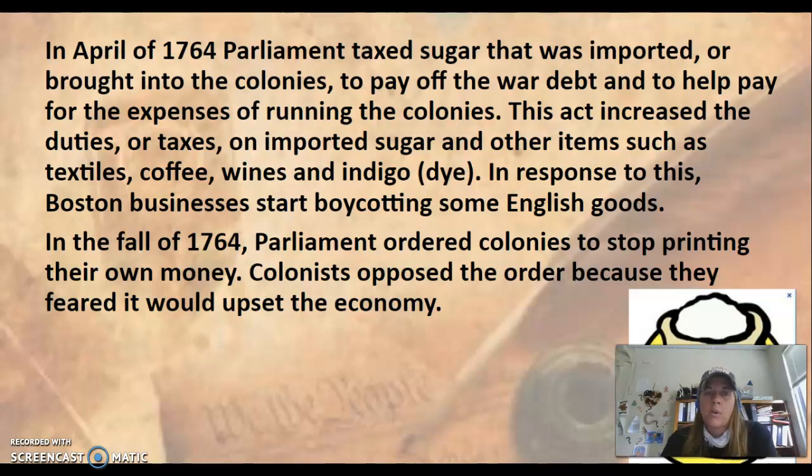In response to this, Boston businesses start boycotting some of English goods. Remember, boycott means they decide they will not purchase them. In the fall of 1764, Parliament ordered colonies to stop printing their own money, and colonists opposed the order because they feared it would upset the economy. So now they are boycotting, and they are not allowed to print their own money.